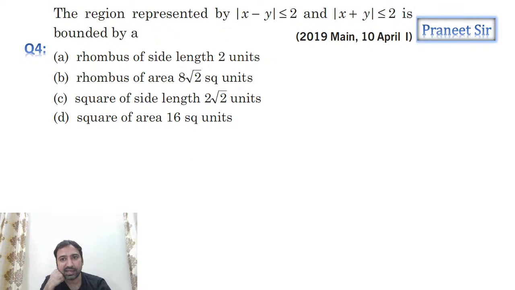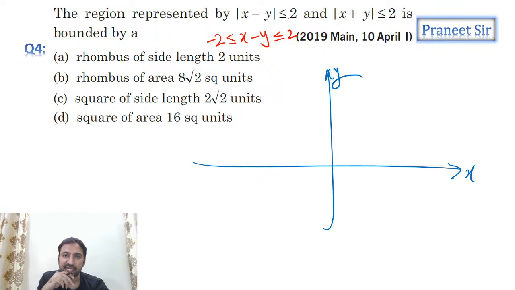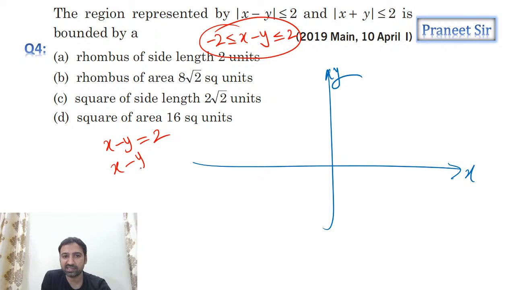The region represented by mod x minus y less than or equal to 2, mod x plus y less than or equal to 2. So here two lines are there in total. Mod x minus y less than or equal to 2 means, let's take the x-axis and y-axis. Can I say that x minus y should lie between minus 2 and 2? When you remove the modulus here, the x minus y value should lie between minus 2 and 2. So this inequation is telling that x minus y should lie between two lines, x minus y equals 2 and x minus y equals minus 2.